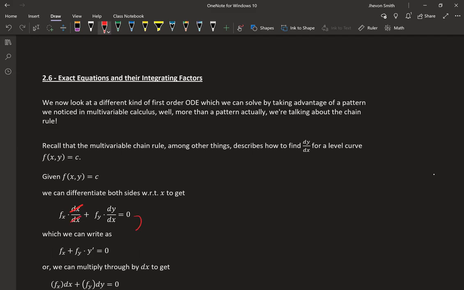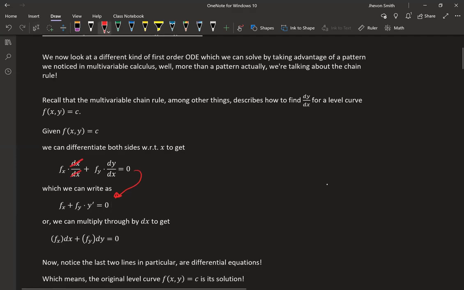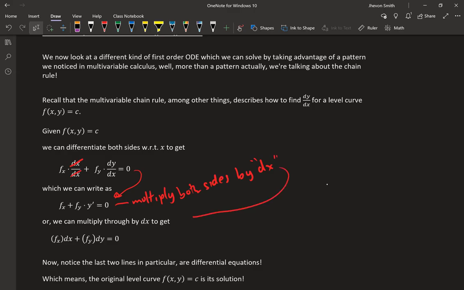So then that leads to that. And I can also multiply both sides by dx, then it would lead to this version here. So I can start out with a level curve. I can go through and find y prime by applying the chain rule. By applying the chain rule, we can get one of these two guys here.